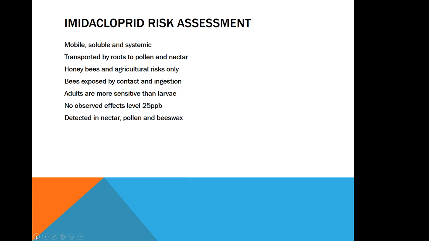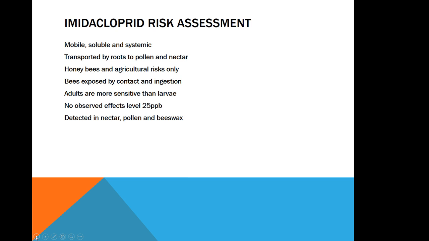Their findings were as follows. The pesticide imidacloprid is mobile, soluble, and systemic. It is transported by the roots to the pollen and nectar, and bees are exposed by contact and ingestion. Adults are more sensitive than larvae, and if pesticide residue in the bee is below 25 parts per billion, there will be no observed behavioral or health effects.